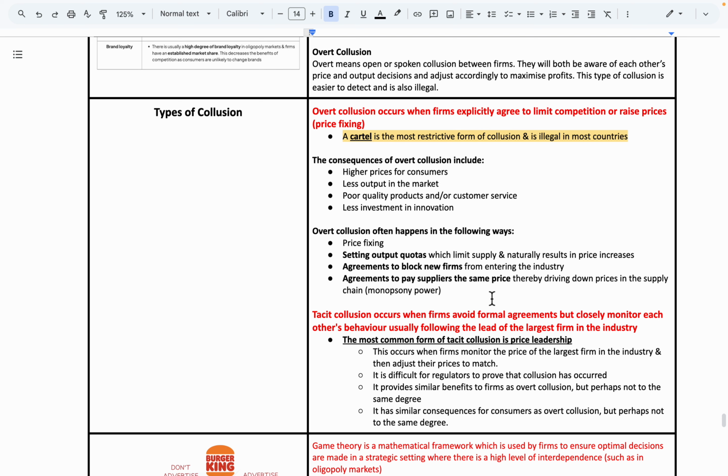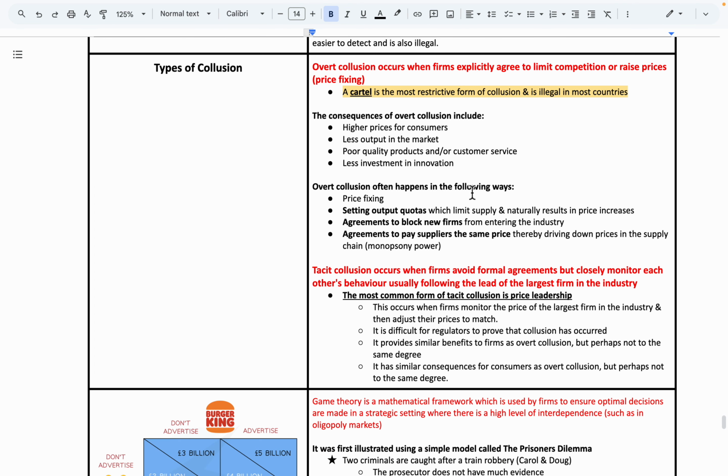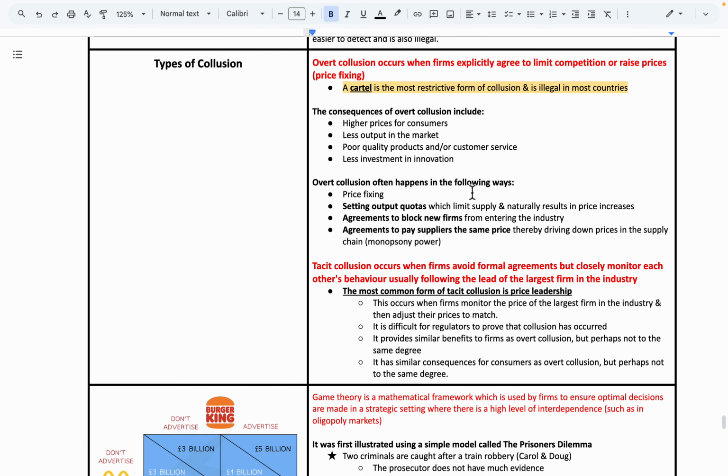Overt collusion occurs when firms explicitly agree to limit competition and raise prices. A cartel is the most restrictive form of collusion and is illegal in most countries. The consequences of overt collusion include higher prices, less output, poor quality products, less investment, and less innovation. And it often happens in the following ways.